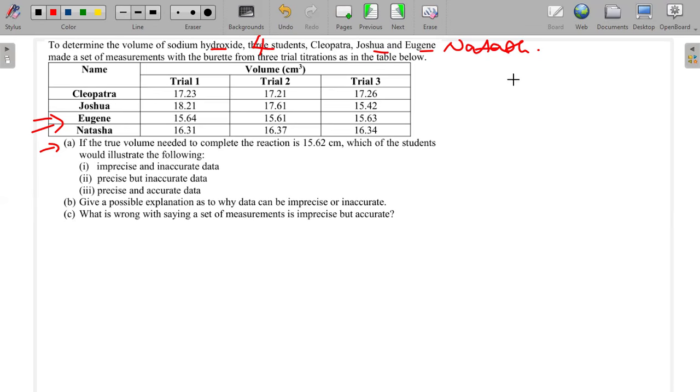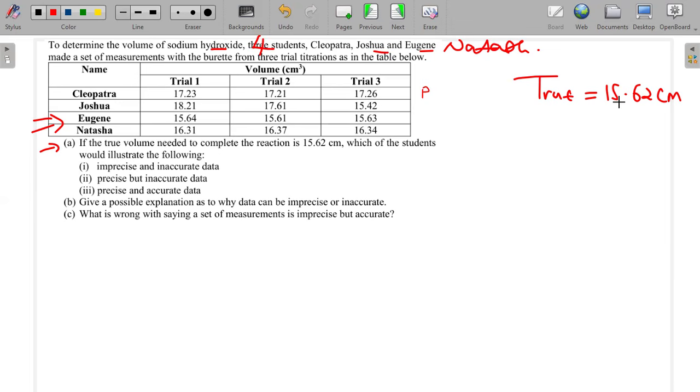The true value we've been given is 15.62 centimeters. And then, which students illustrate the following? First of all, let's talk about the accuracy and the precision of each of these students. For the first one, who is Cleopatra here, we can see we have 17.2 something, 17.2 something. So these ones are precise because the measurements are close to each other. They are precise, but are they accurate? We can't know. We have to take the average of these and then compare it to the true value.